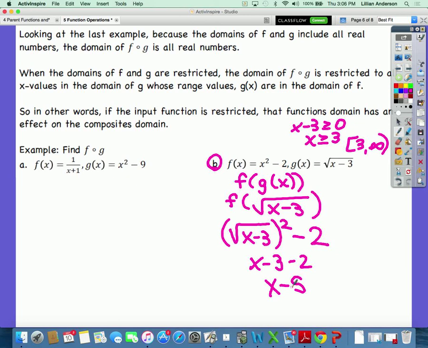Negative infinity to infinity. But because the original input function had a restriction, you've got to look at both domains and see where they overlap. Because where they overlap, that is the domain. So it's just going to be from 3 to infinity, because of the restriction on the original input function. That only applies for composites. You've got to look at the original input's domain. Okay? Questions?